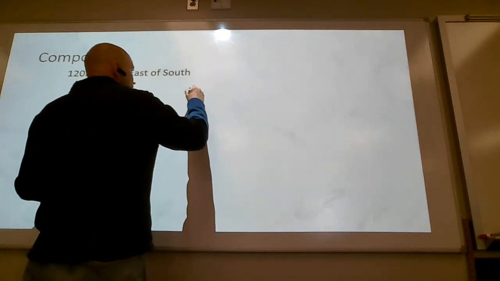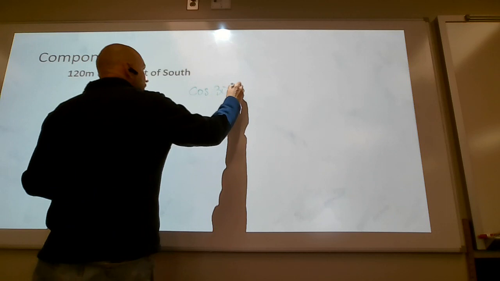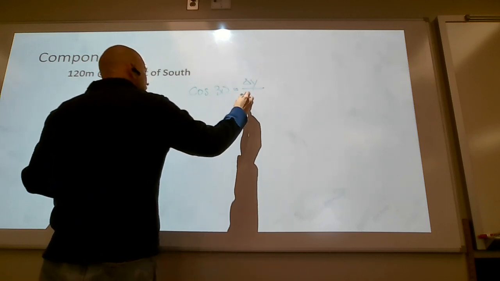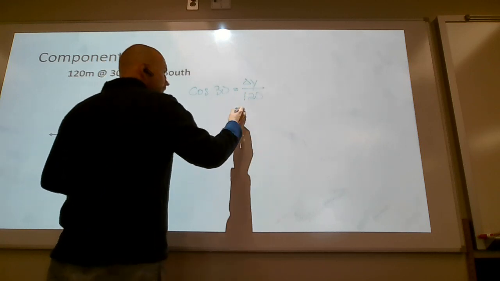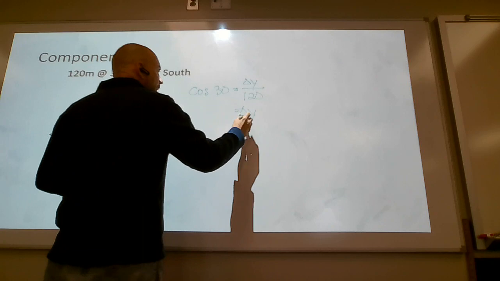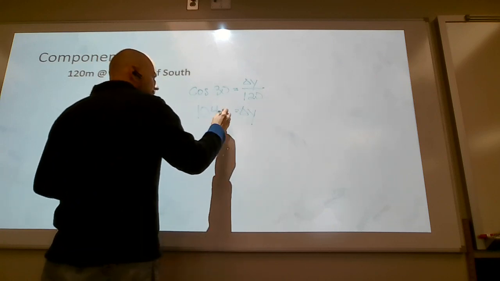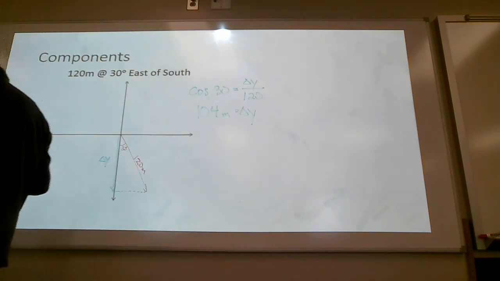Okay, we're looking for our adjacent side, so we have cosine of 30 equals delta y over, adjacent over our hypotenuse. In your calculator, you find that to be 103.9, about 104 meters.